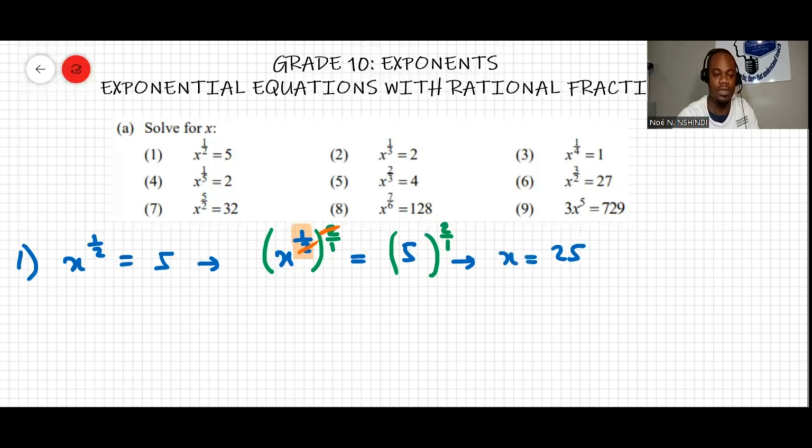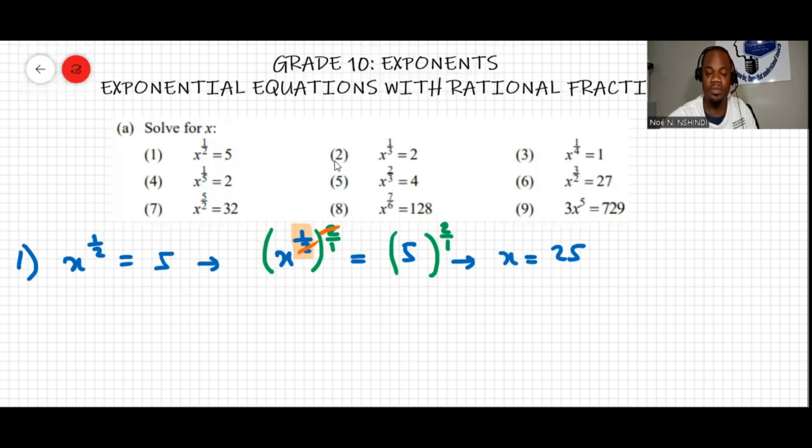Let me go over it again. So x to the power of a half equals 5. What we do is raise both sides of the equal sign to the power of 2, which I wrote as 2 over 1. Then we simplify. In order to simplify that fraction, the 2 and 2 cancel, and then we have x.